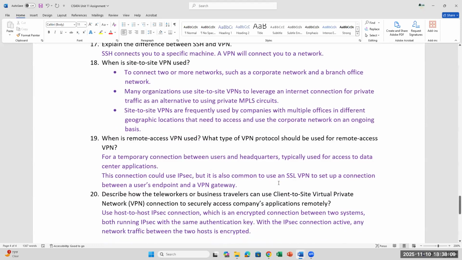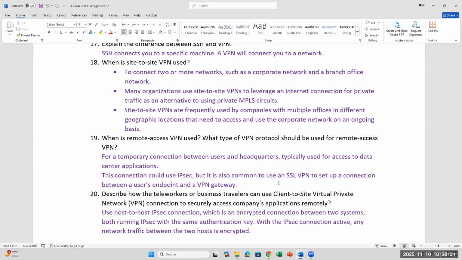And the last question, I know you want to get to the lab and some of you probably have to wait for attendance and go. Describe how teleworkers or remote workers, business travelers can use a client-to-site VPN connection to securely access the company application remotely.